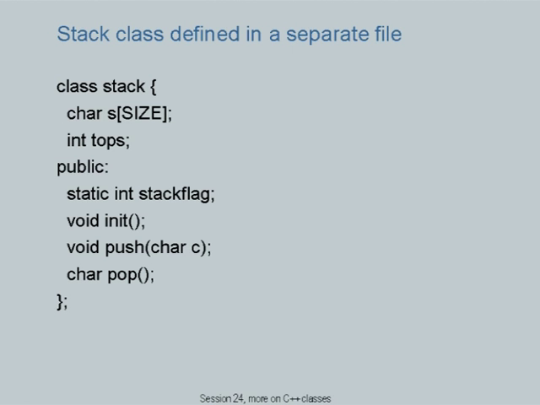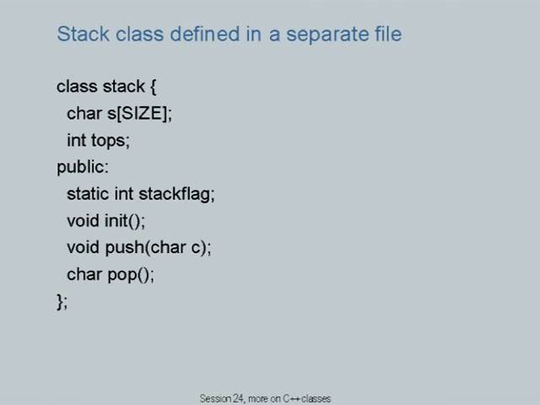Notice that I am defining char s[size], but the size itself is not defined here. You will recall that we had used hash define size as 10,000. We had defined these two. We continue to use that in our main program itself. So please note that this stack.h file cannot be compiled unless size has been defined somewhere before this file is included. As usual, I have the top of stack integer, which points to the top of any stack where a character can be inserted. And then I have these three public functions. So the rest of the implementation is exactly identical to what we had seen, except that the entire class definition is now removed from our program and is kept in a separate file.